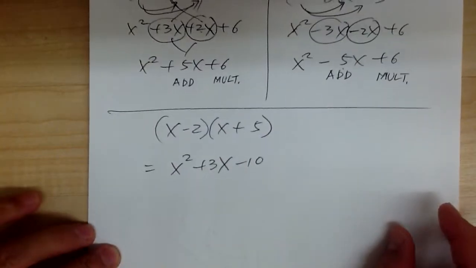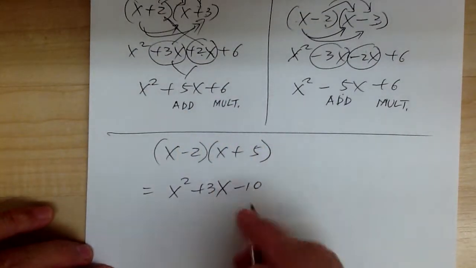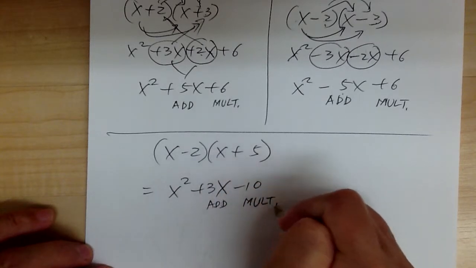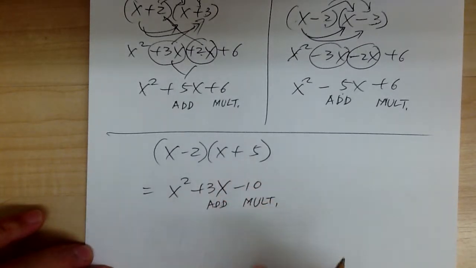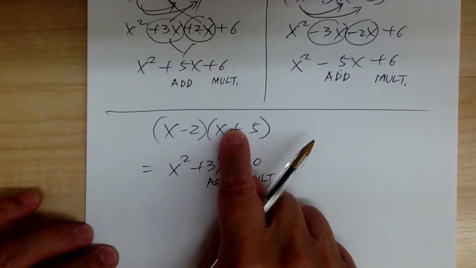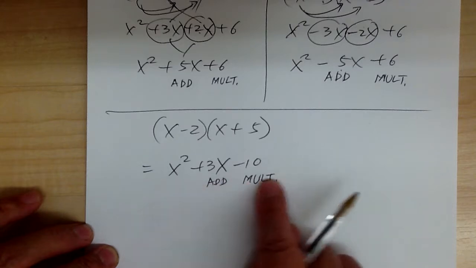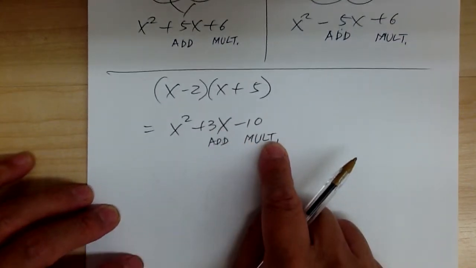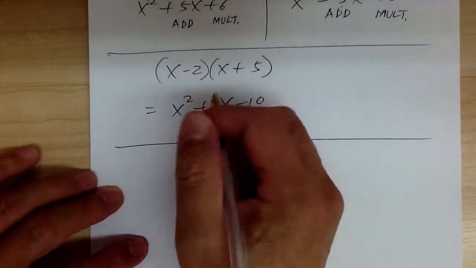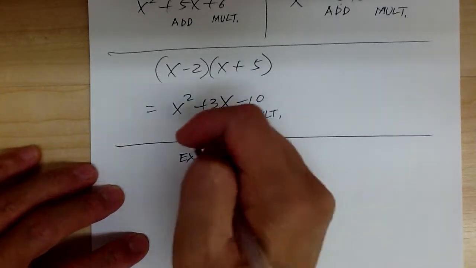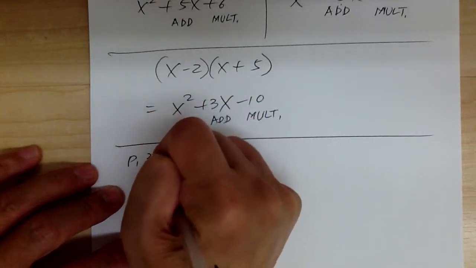So that's multiplication. You know that this came from adding, this came from multiplying, right? So when you're doing the factoring, you have to go backward from this to this. And the way you're going to do that is by using this information. This came from adding, this came from multiplying. So let's go over example 2 on page 313. Let's see how we can do this going backward.